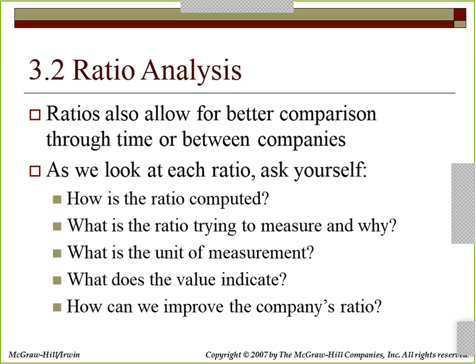When you look at the ratio, ask yourself some fundamental questions. How is the ratio computed? What is the ratio trying to measure? What's the unit of measurement? What does the value indicate? I mean, if you've got a quick ratio that goes from 1.0 to 0.5, what's happened? Okay, I expect you to be able to explain that. And finally, how can we improve the company's ratio?